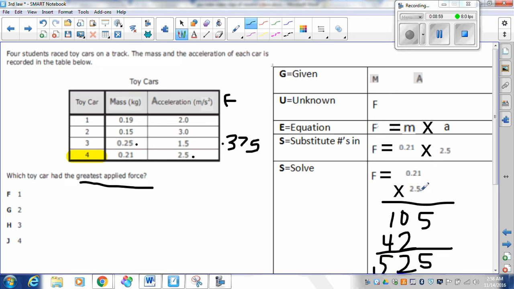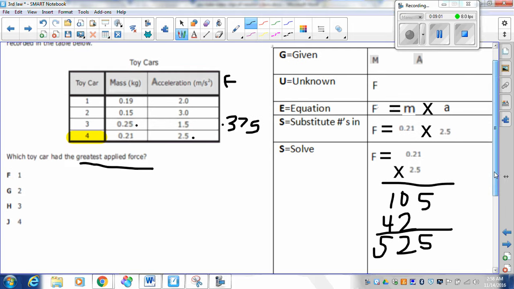1, 2, 3 digits behind the decimal point in my problem. So I need 1, 2, 3 digits behind the decimal point in my answer. And look, my first thought was wrong. Car 4 is 0.525. Writing with this mouse. So right now I can eliminate 3. I'm going with 4 now. I think 4 is the correct answer.